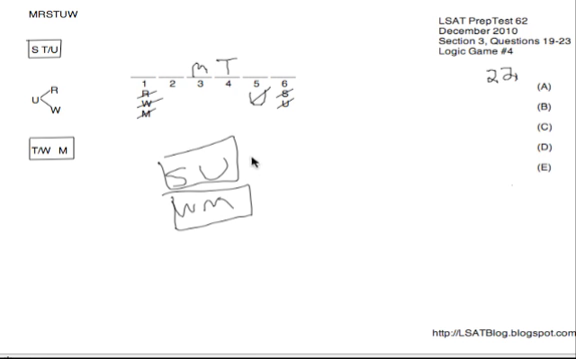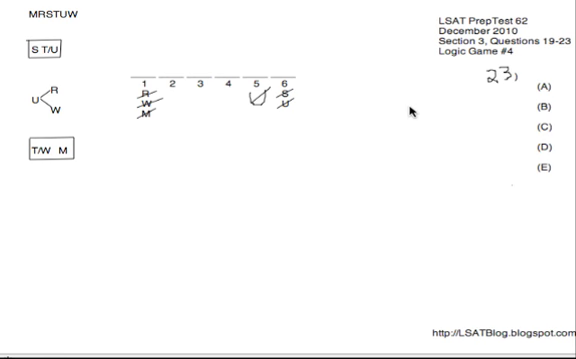Now U is before both R and W, so I'll put R and W coming after this. Now the problem is that there is no room for WM to occur. WM would have to occur on 2, 3, of course, so that's taken out of the picture. But W's got to come after SU, and there's no room for that because S and U cannot both fit on 1. So for that reason, M and T on 3 and 4 leads us to an impossible state of affairs, therefore it cannot happen. So A is our answer for 22 and no need to run through the rest.